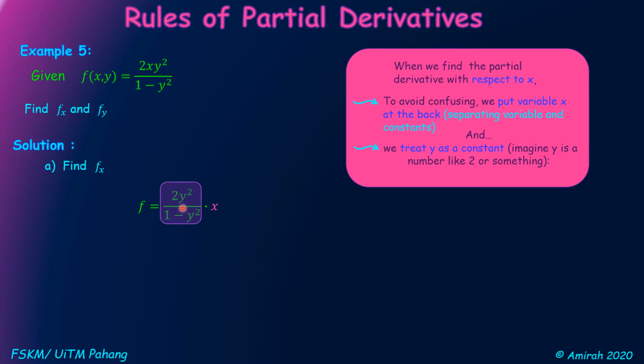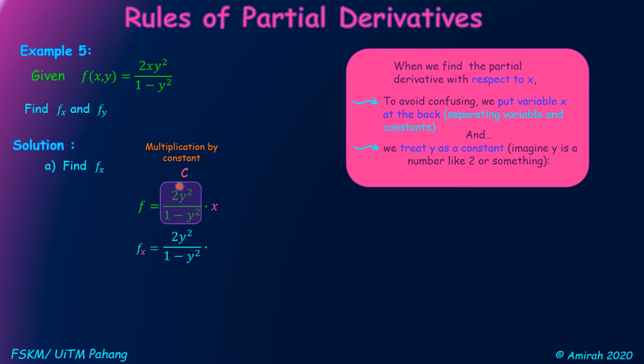So let's say if we substitute 2 into variable y here, we get 2 squared times 2, which equals 8, which is constant. And if we substitute 2 here, we get 1 minus 4 equals negative 3. So when we replace y equals 2, we will get negative 8 over 3, which is also constant. Then we can find fx.